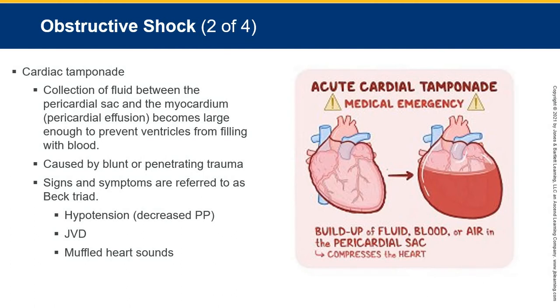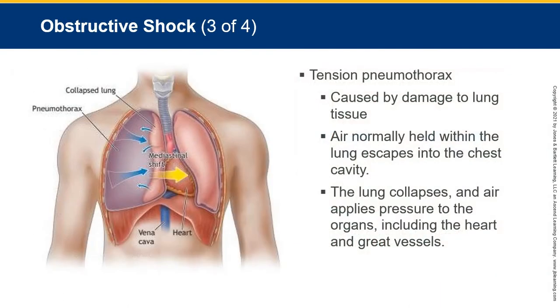Now, where's it going to back up to? Because it's returning back to the heart, it's going to back up to where it comes from. So places like the superior vena cava, where it's going to come from, are your jugular veins. That's going to cause those to be distended on both sides of your neck. It's called JVD. The last thing you're going to notice is muffled heart sounds. Right? So that's Beck's triad. You have to know all three of those.